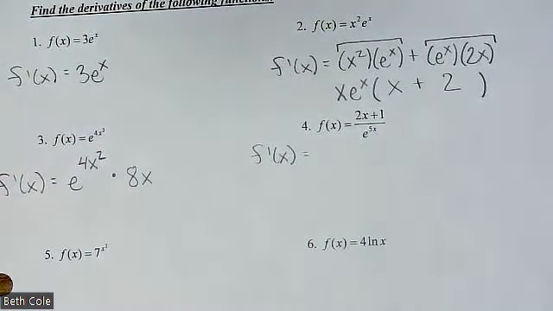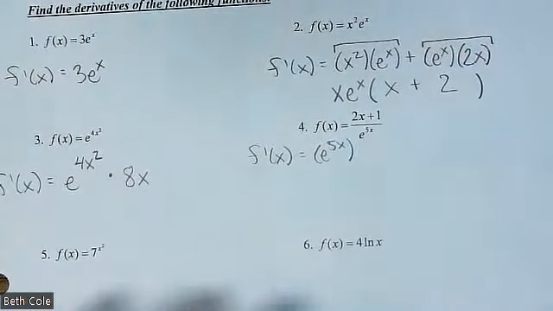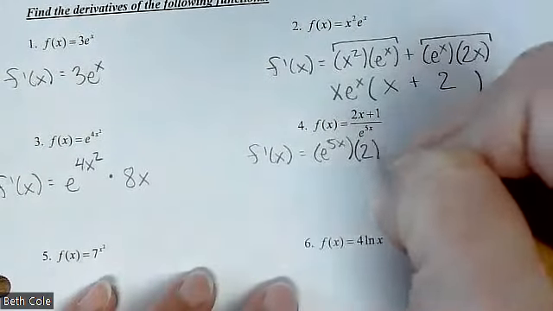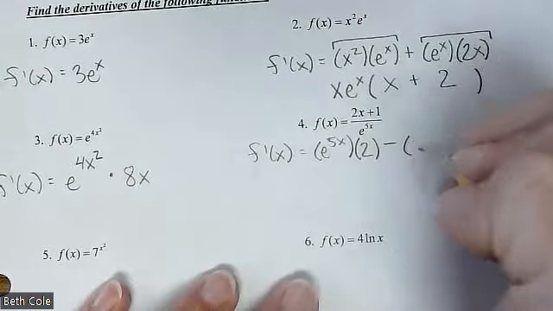If you remember where it starts, you're probably going to get the rest of it. So it starts with the bottom, the denominator, so e to the 5x, times the derivative of the numerator, which is just 2. Good. Minus the top.